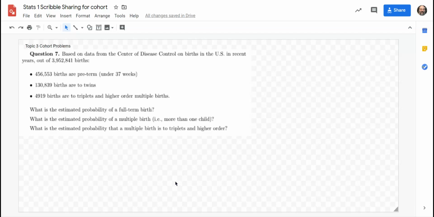This is topic 3, cohort problems, question number 7. It's a frequency problem. So let's read it through. Based on data from the CDC on births in the US in recent years, out of 3,900,000 and some births, 450,000 and some births are preterm, 130,000 and some births are to twins, and 4,900 and some births are to triplets and higher order multiple births.